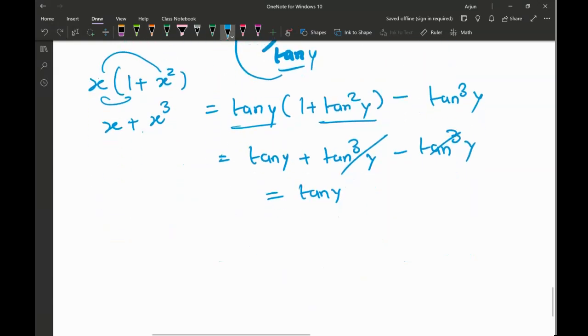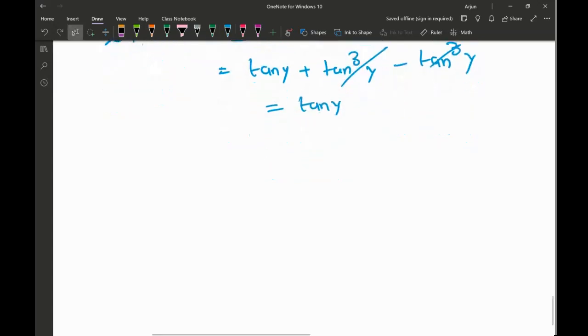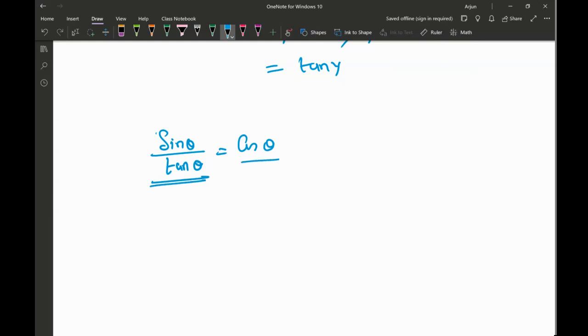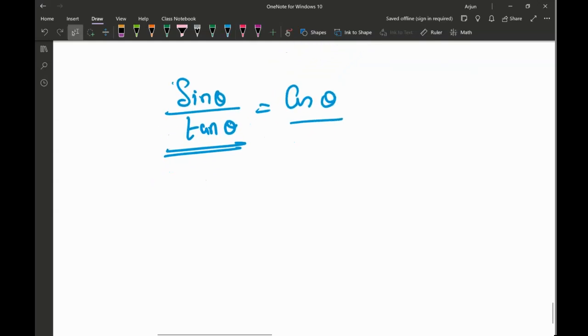So I'm going to try and take a couple of problems from the exercise also now. One of the questions is sine theta upon tangent theta is equal to cos theta. So how can I prove the left hand side is equal to the right hand side? That's what I'm going to try and do.